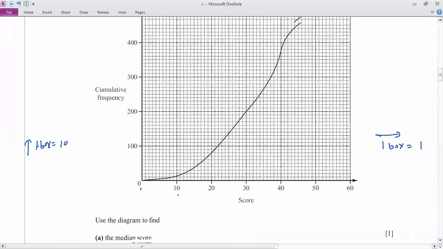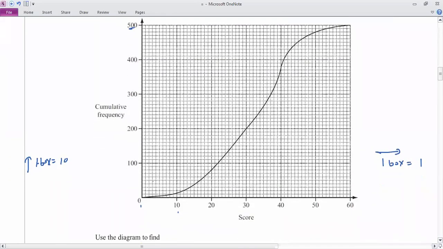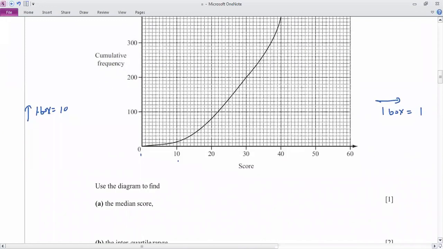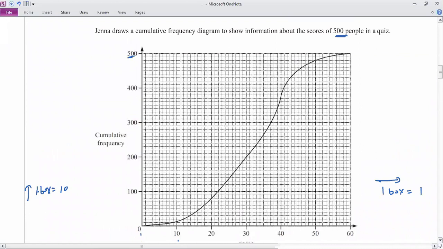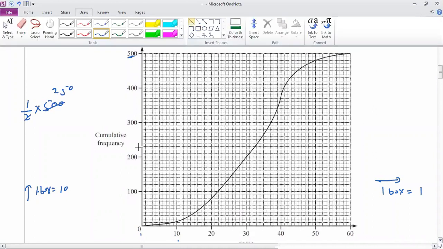Then from this cumulative frequency curve, we have to find the median score. The score is on this side. So how do we find the median score? I will look at the last cumulative frequency, which is 500. The median is always 1 over 2 of the last cumulative frequency, so that will be 250. So from 250, you will draw the line.